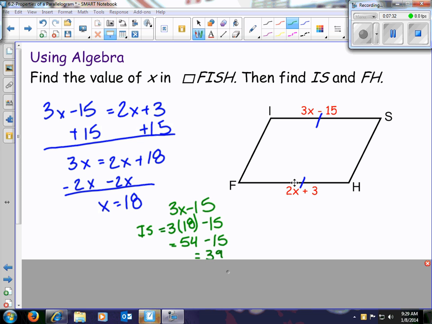Now, if we did our problem correctly, then this should be the same thing. So FH should be equal to 2 times 18 plus 3. 2 times 18 is 36. So we have 36 plus 3, which equals 39, which magically is the same.